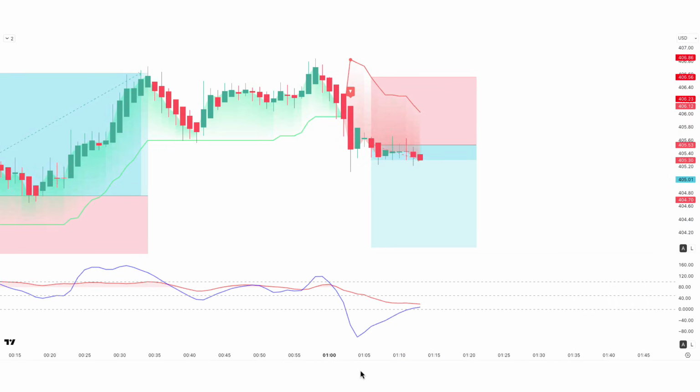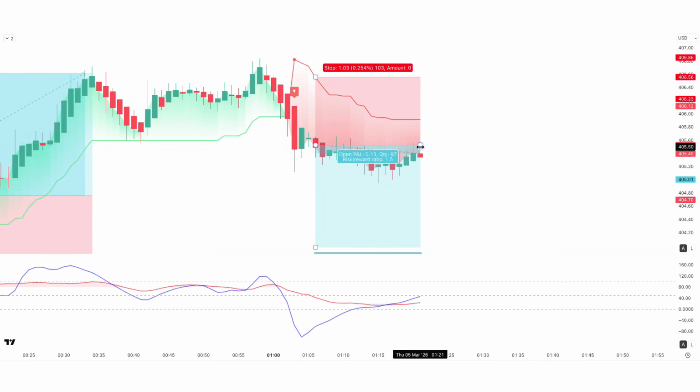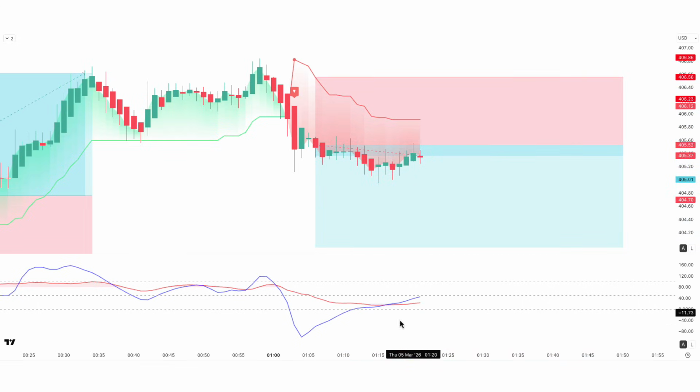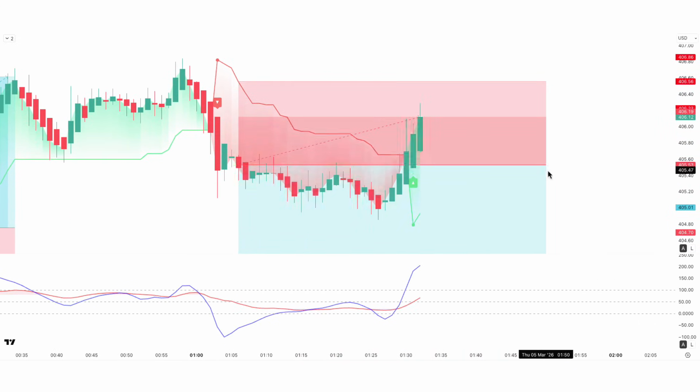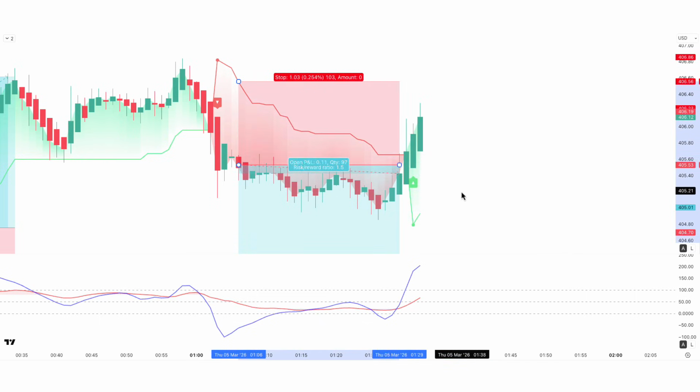Let's see what happens to our trade. Our trade is running in profit. Here the market has given the next signal, so we will close this trade.